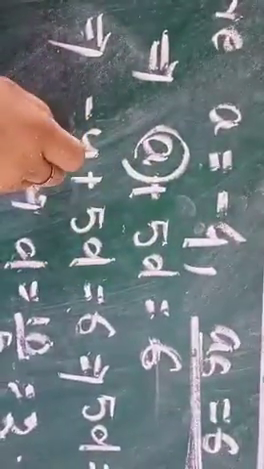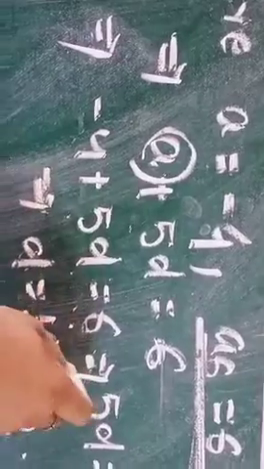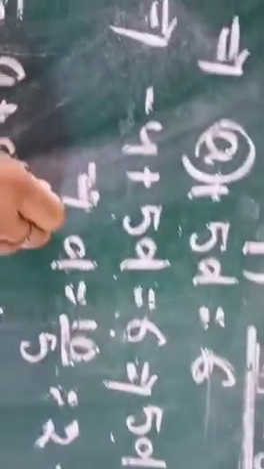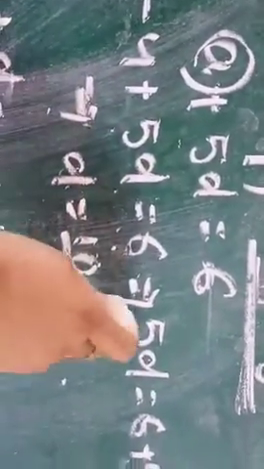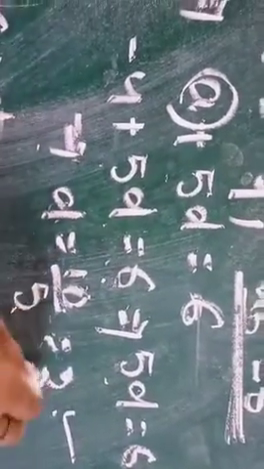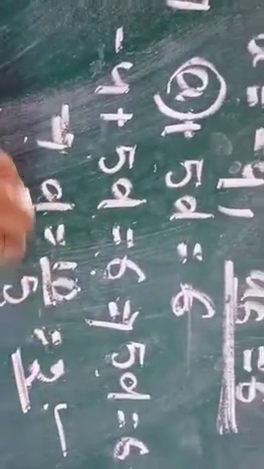So that implies in place of A you write minus 4 plus 5D is equal to 6. That implies 5D is equal to 6 plus 4, as minus 4 goes to the other side. 6 plus 4 is 10. So D is equal to 10 by 5, which is 2. So D came 2, so you know the value of D.